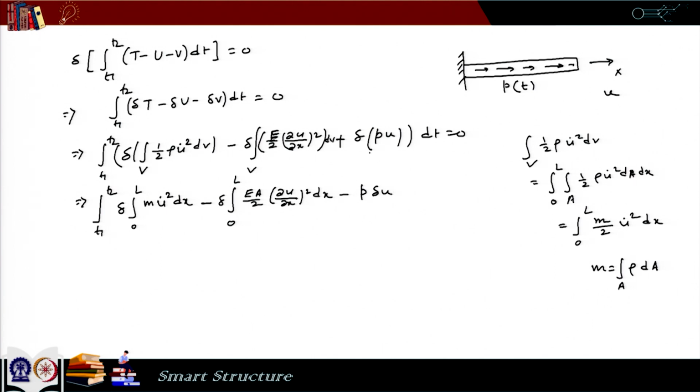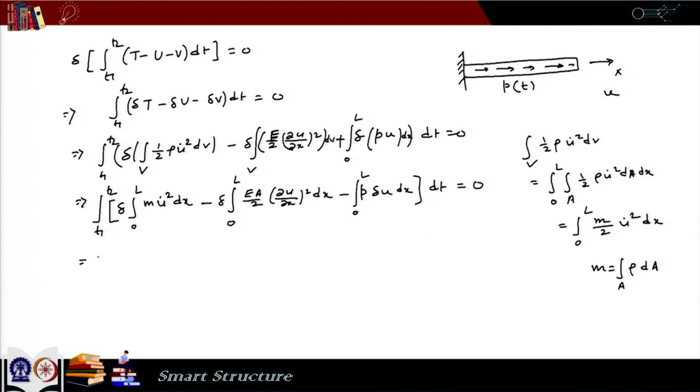and this is also an integral. It goes from dx. So, this entire quantity is 0.